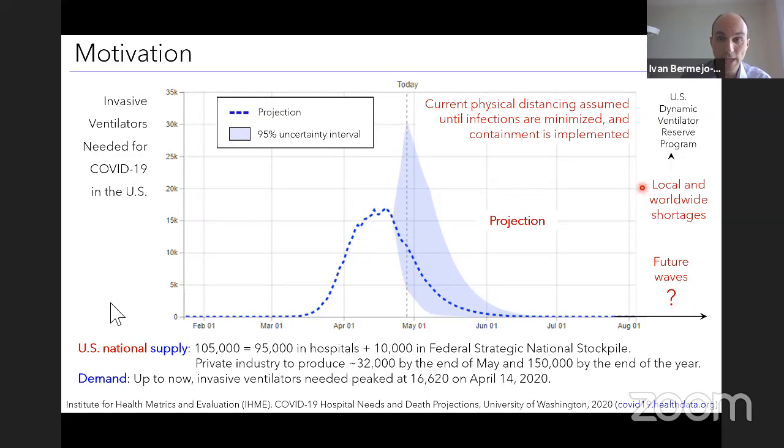And then there is also the issue of local and global shortages in other countries, or even within the States in different places. In the States, this is addressed by the Dynamic Ventilator Reserve Program. This is a federal program that tries to move ventilators where they are needed. All right, so this is a picture that is much better in that regard than what these models had projected several weeks ago.